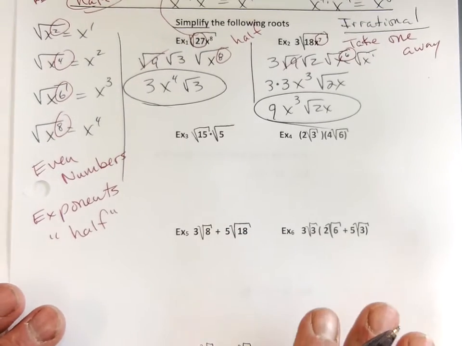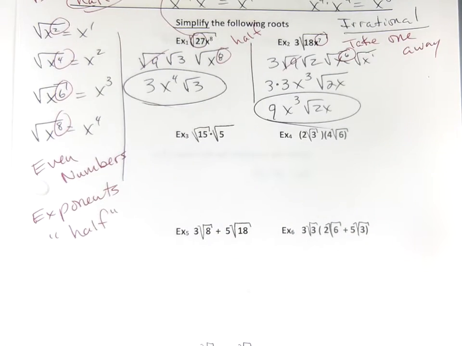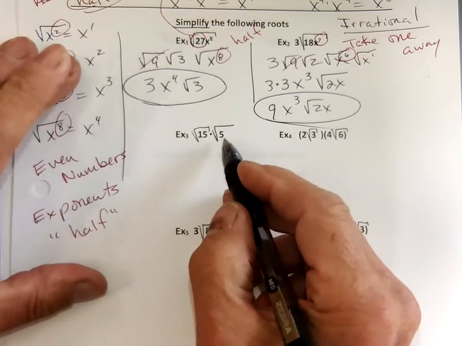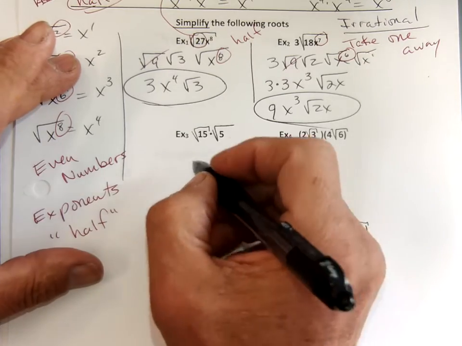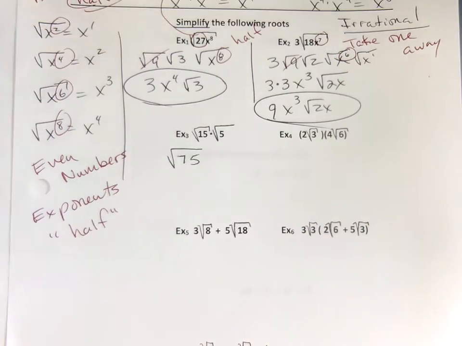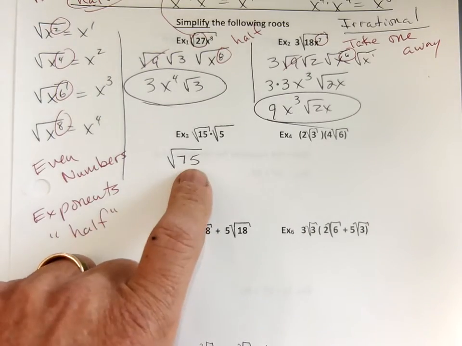All right, now I can also multiply. So I'm going to take a look at multiplying square roots. So I'm going to go ahead and multiply. Square root of 15 times square root of 5. Well, 15 times 5 I think is 75. So then I say, okay, what times what makes 75?